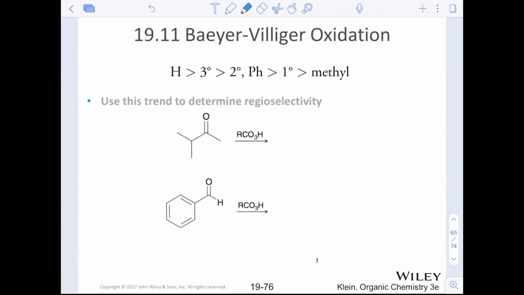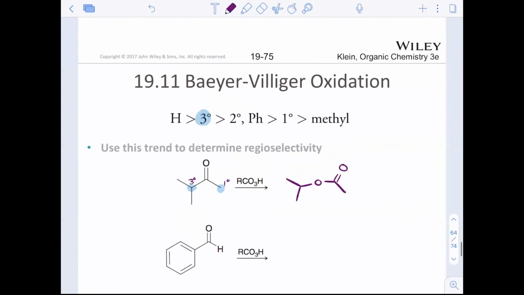We can see that trend in a couple of examples. Let's just look. We have this group, or the primary, essentially, it's a primary on the right-hand side versus a tertiary on the left. Tertiary, primary. Which one is better? The tertiary. So Baeyer-Villiger oxidation will take and put an oxygen there.